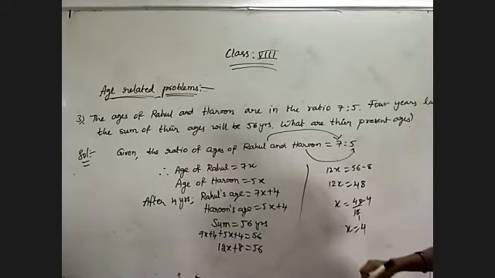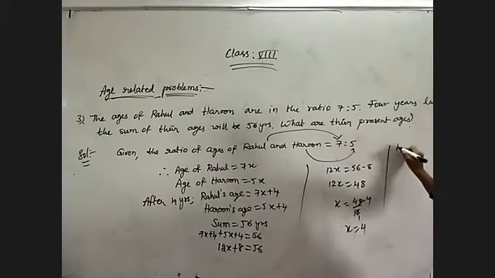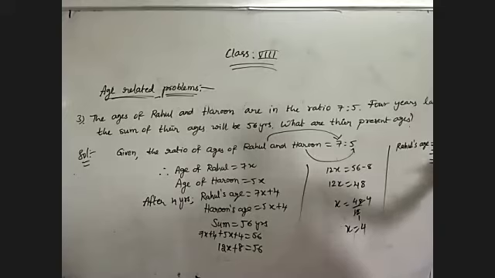So what is the age of Rahul? Rahul's present age is equal to 7x. That is 7 into 4. 7 fours are 28 years. And Harun's age will be equal to 5x. So that is 5 into 4. 5 fours are 20 years.